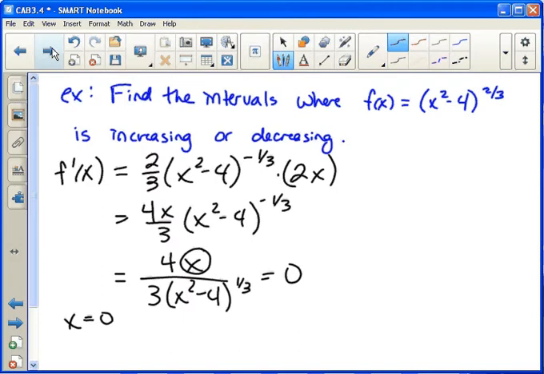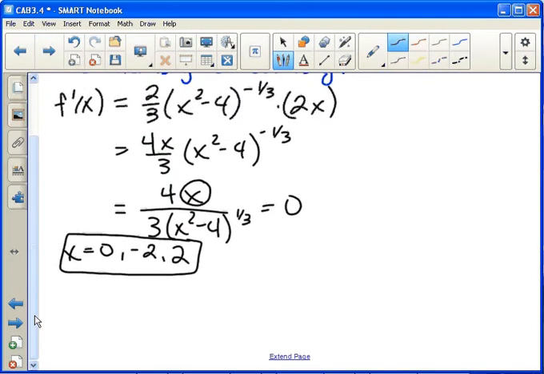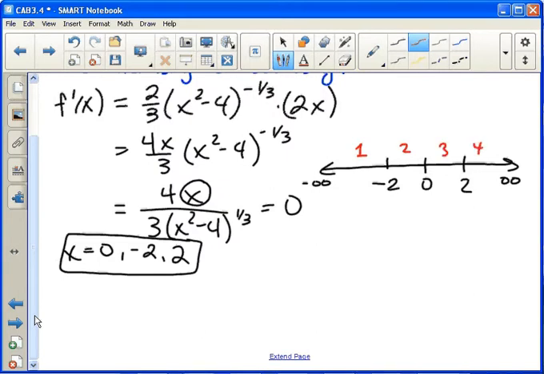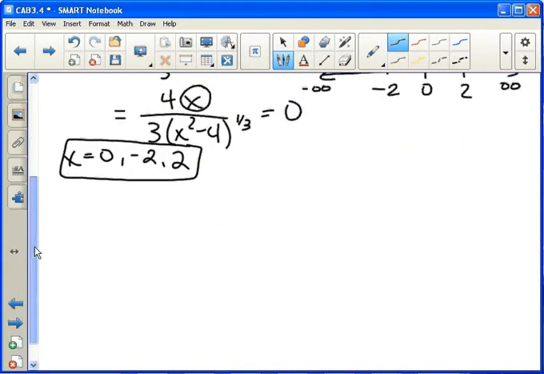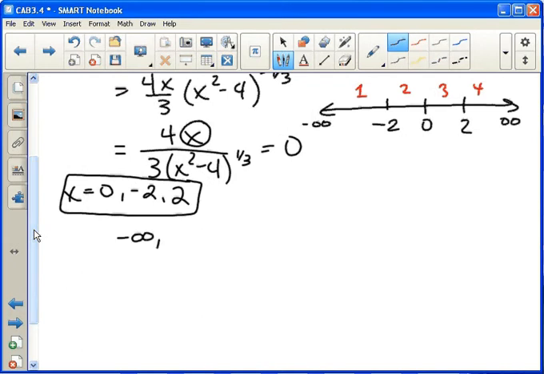So looking at the bottom, what values will make the bottom equal 0? Well, that would be -2 and +2. So we have 3 critical numbers this time. So again, think about a number line going from -infinity to +infinity. We're going to have marks at -2, 0, and 2. So this time we're going to have 4 intervals when we set up our table. They're going to be from -infinity to -2, -2 to 0, 0 to 2, and 2 to infinity.